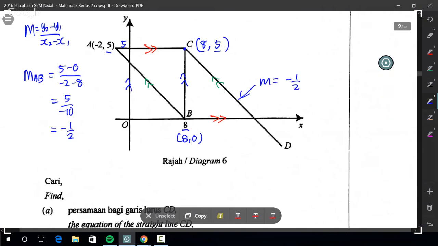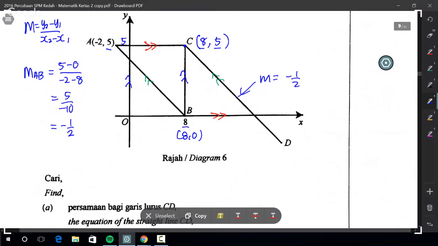Alright, so now I want to find the equation of CD. I will use y equals negative half x plus c. This is the y equals mx plus c formula. I will substitute my coordinate into x and y. I will only choose coordinate C here because this straight line only passes through C and D. I do not have D.